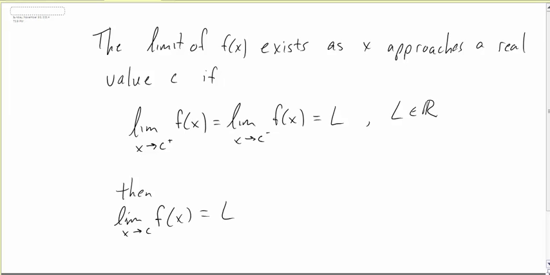So let's make a definition here. The limit of f of x exists as x approaches a real value c if the limit from the left and the limit from the right both equal L, where L is a real number. And then we can say that the limit as x approaches c, no left and right notation anymore, but the limit as x approaches c of f of x is L.